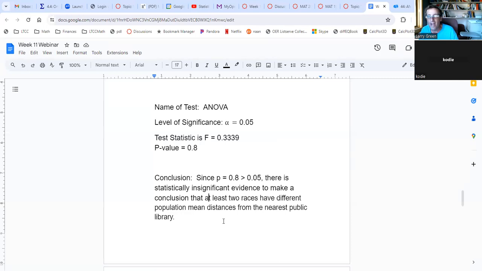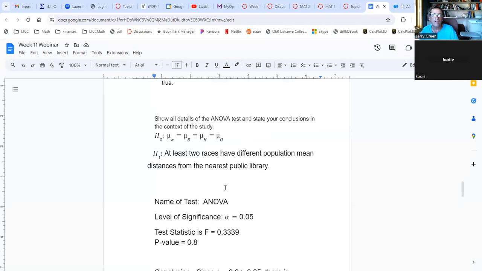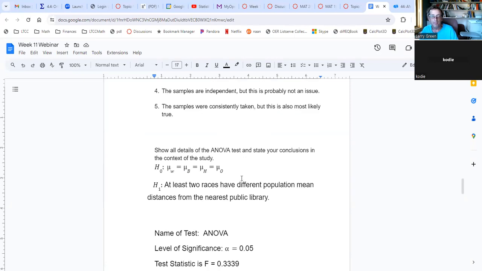And just note, you never end up stating they're all the same. At a big p-value, we do not say that they're all the same. You never accept the null hypothesis. What you say is, we can't say that at least two of the races have different population mean distances from the nearest public library. They might have it, but we don't have evidence to show they do.